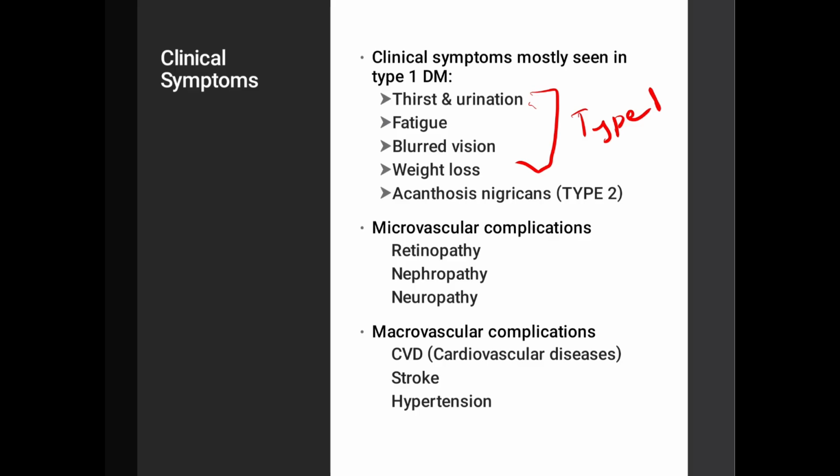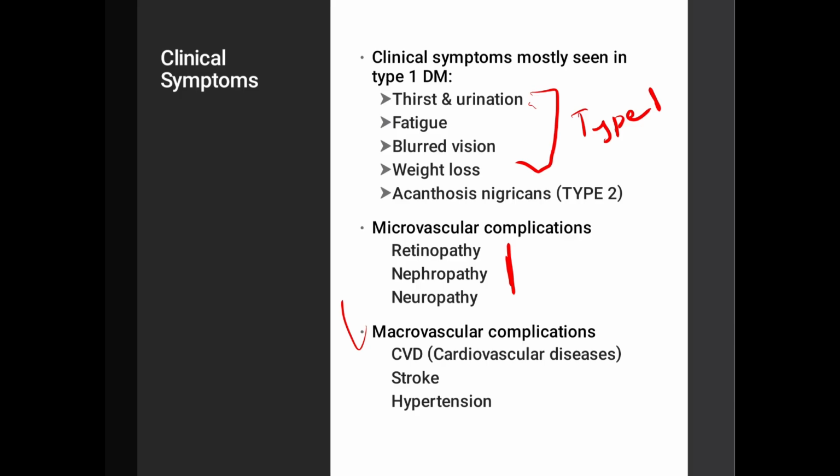In type 2, you mostly see acanthosis nigricans because of insulin resistance, and it's accumulated in the body, so it will work on other receptors in the body. And also you will see macrovascular issues in type 2 mostly. Okay, microvascular complications, the most common 3 are retinopathy, nephropathy, and neuropathy.